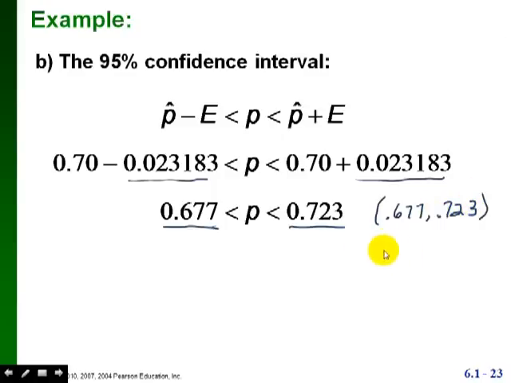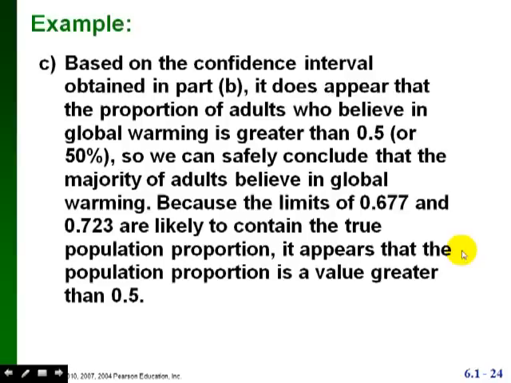And you will sometimes see confidence intervals just written as the point estimate plus or minus the margin of error. So you could also see it written like this. Now to interpret it, what this would say is that we're 95% confident that the actual proportion of adults who believe in global warming is between the 2 limits, the 0.677 and 0.723.